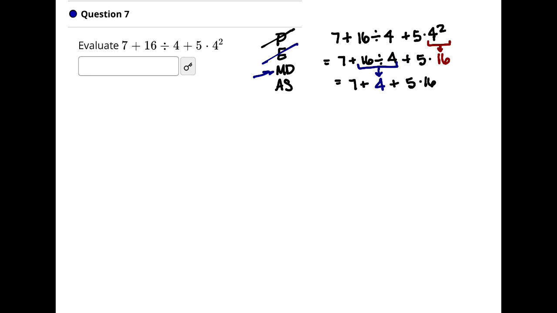Okay, so now we're going to do the multiply part here. And that seems like a big number, but it's still easy. So 16 times 5, you're multiplying. So 6 times 5 is 30, carry the 3. 5 times 1 is 5, add 3 is 8. Okay, so this is equal to 7, add 4, add 80. Done with multiply, divide. All we have left now is add and subtract, and we have two adds.